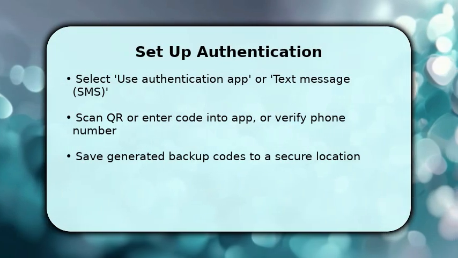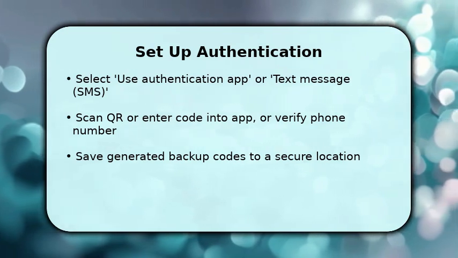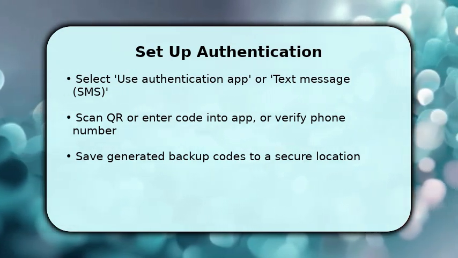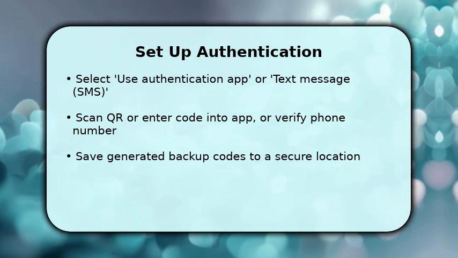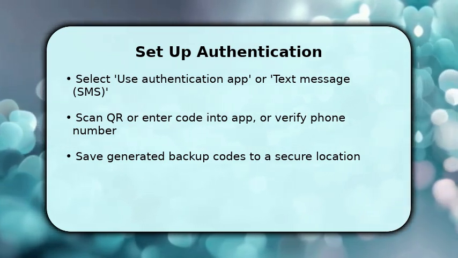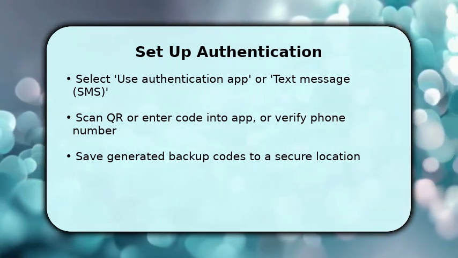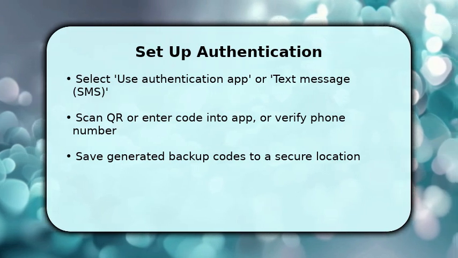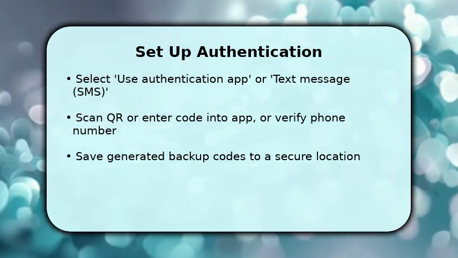Now you'll set up the actual second factor. Pick either an Authenticator app for stronger security or SMS if that's more convenient. If you choose an app, open it, scan the QR code Facebook shows, or manually enter the code. The app will generate time-based codes you'll use to log in.